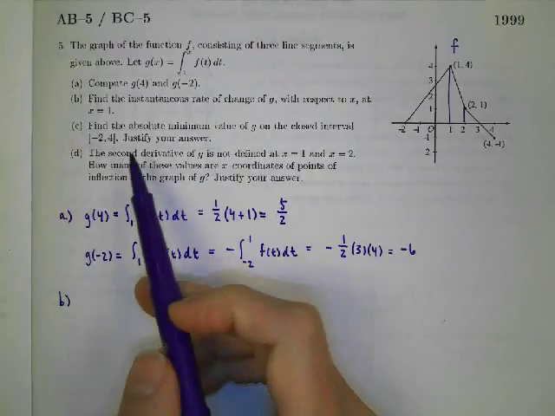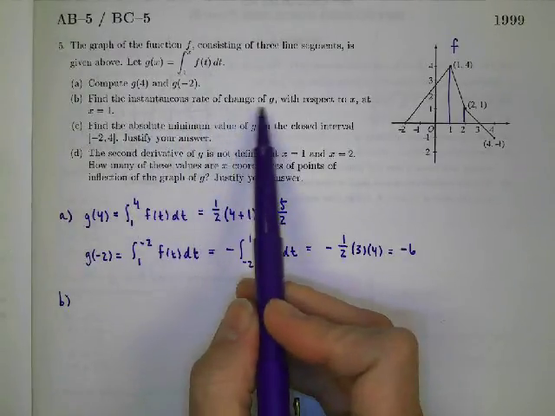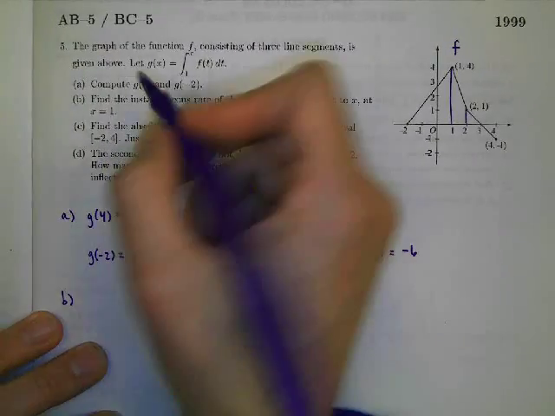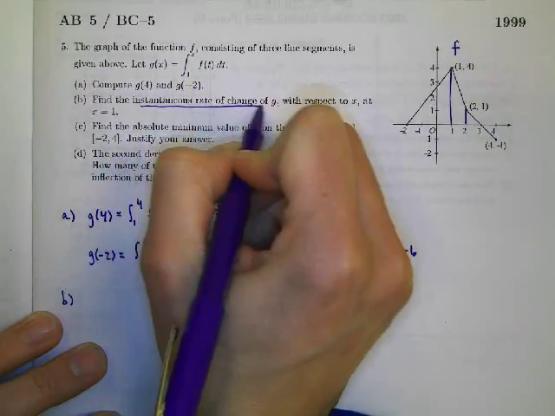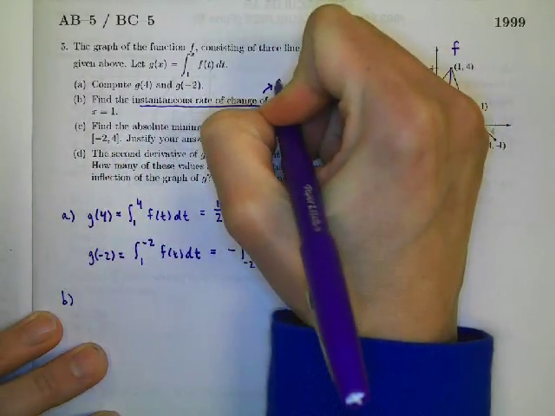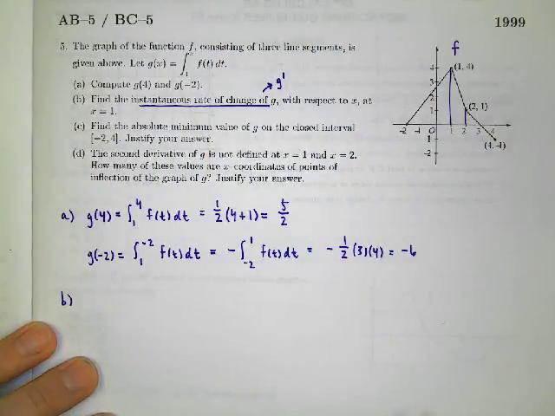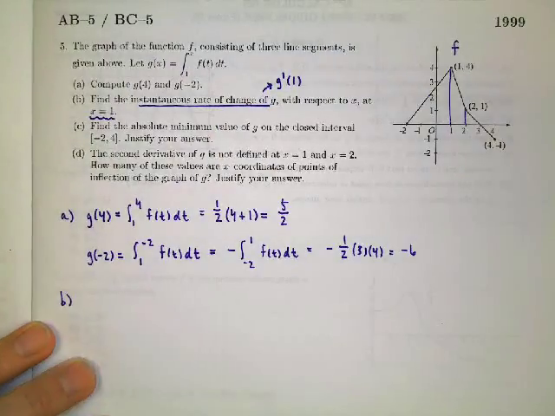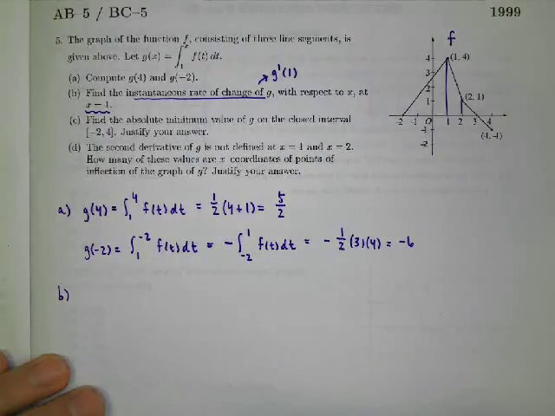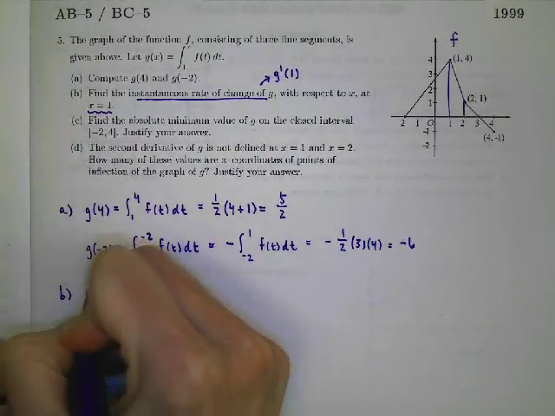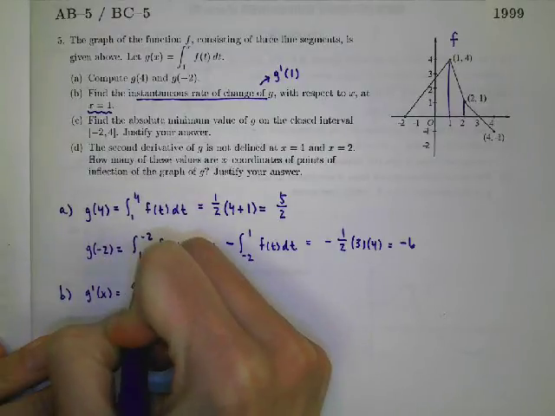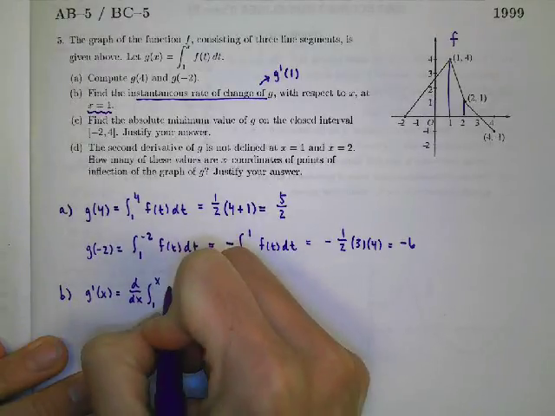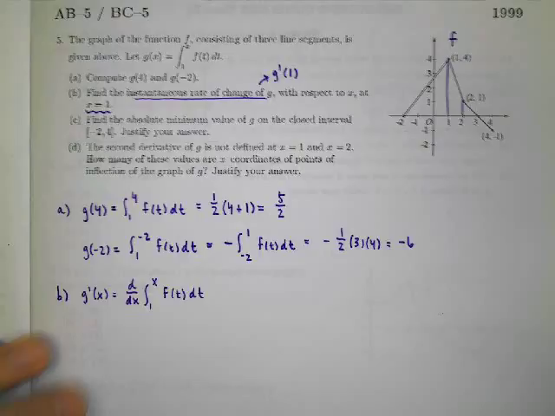All right, so now for part B, it's asking us to find the instantaneous rate of change of g with respect to x at x equals 1. Well, I know if I'm finding the instantaneous rate of change of g, that's just our derivative. That's g prime. And if I want to find that at x equals 1, what I want to find is g prime of 1. So now, I'm just going to go back here. If I want to find g prime of x, that's just the derivative of our function, which is our integral from 1 to x of f of t dt.